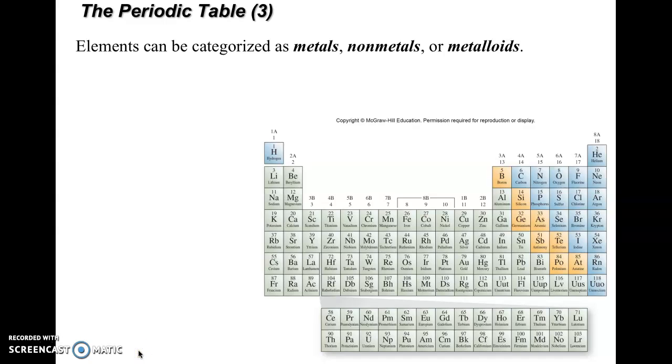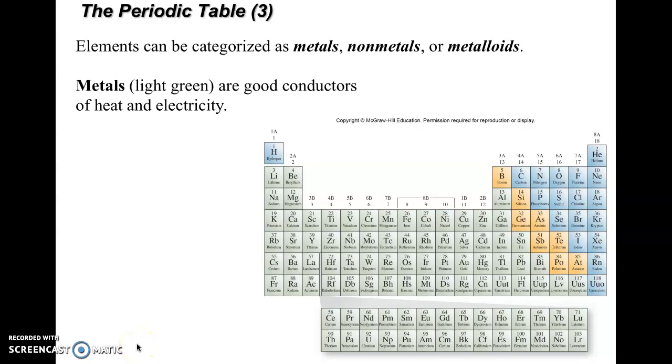So I just want to show you some categorization of the elements with the way the periodic table is arranged. First off, we have metals. They are the light green. They are good conductors of heat and electricity, and you can see that that makes up the majority of the elements that we know about.